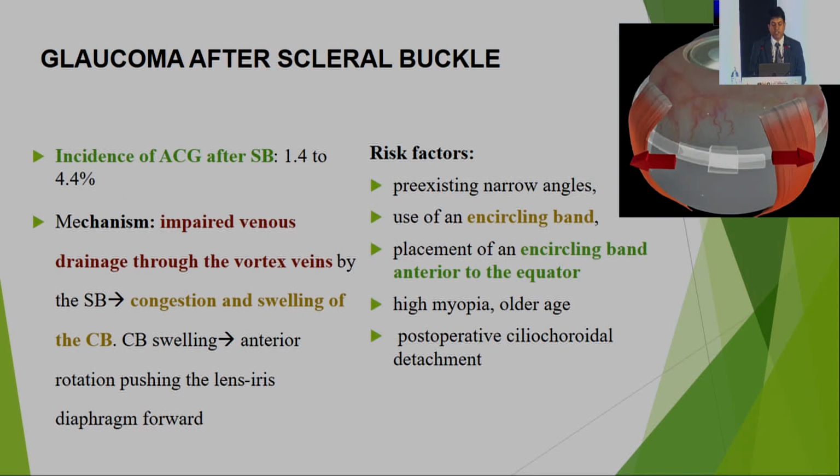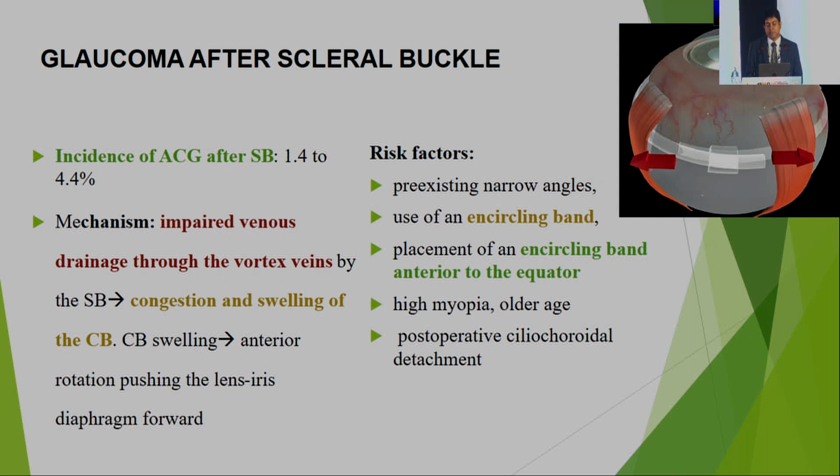So coming to glaucoma after scleral buckle, the incidence is around 1.4 to 4.4%. It is mainly because of impaired venous drainage through the vortex veins. Because of the surgery-related inflammation, there will be congestion and swelling of the ciliary body, and that causes anterior rotation, pushing the lens iris diaphragm forward.